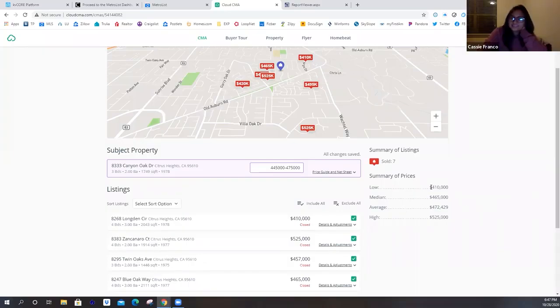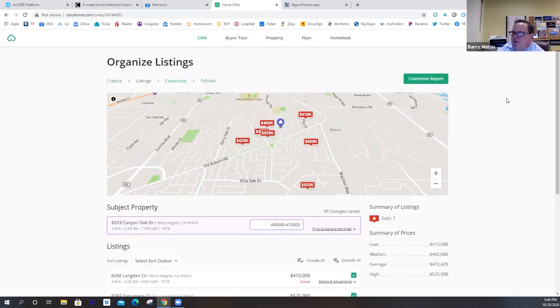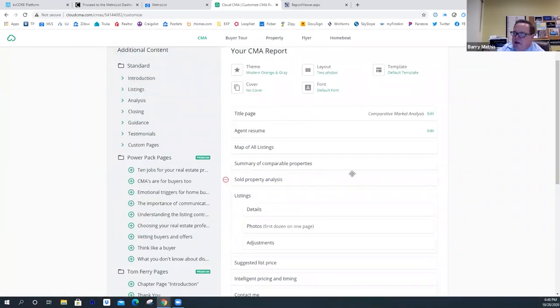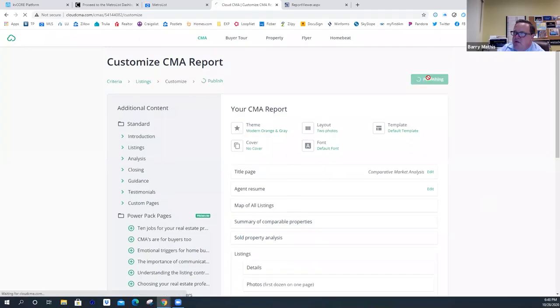Okay. In here, you can kind of see the low is 410, the high is 525, the average is 475, right in that range. And the median is the middle, 465. So that's kind of there. Then I hit customize report. In this case, I'm not going to do any customization, but I've got all of this stuff I could drop into the report if I wanted to. I'm just going to hit map. I'm just going to hit publish. And you'll see why I do it this way.